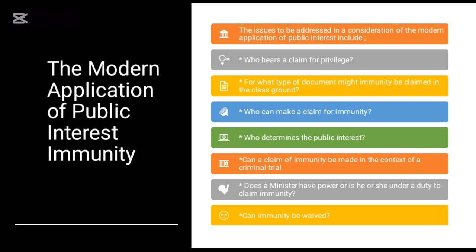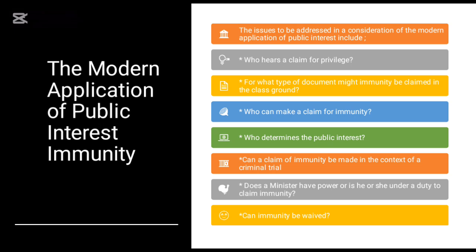Then number 2, we have: for what type of document might immunity be claimed on the class ground? Public interest immunity can be claimed for documents that relate to national security, defense, or sensitive government operations, as was seen in the Duncan and Camel case again.